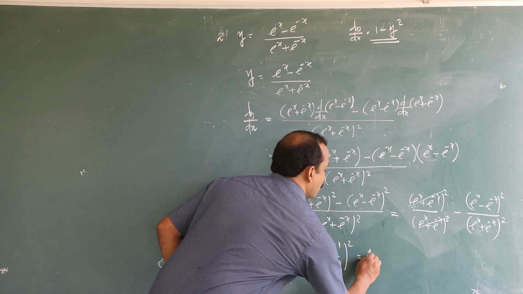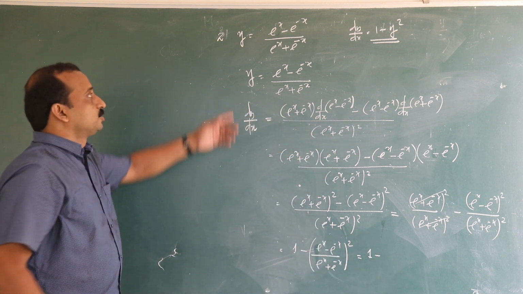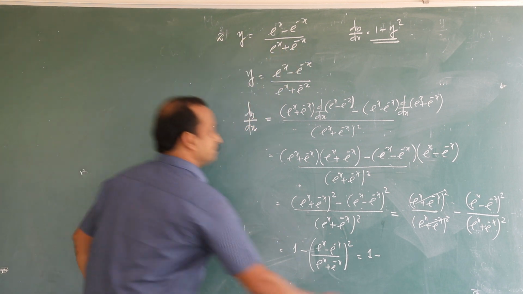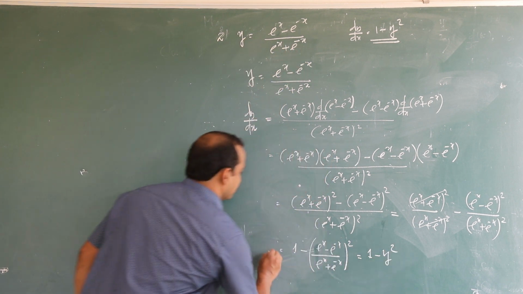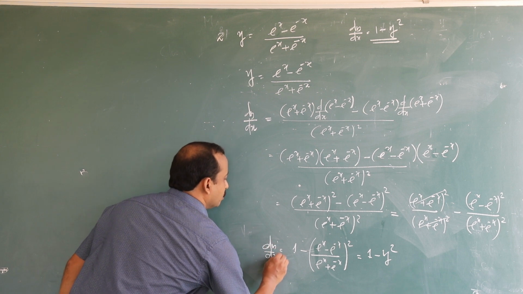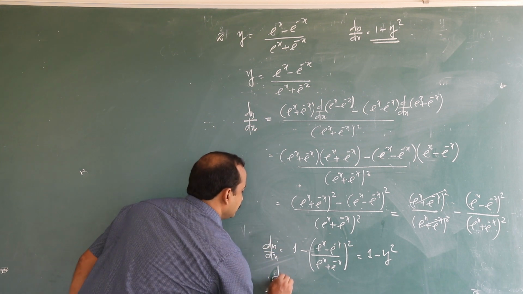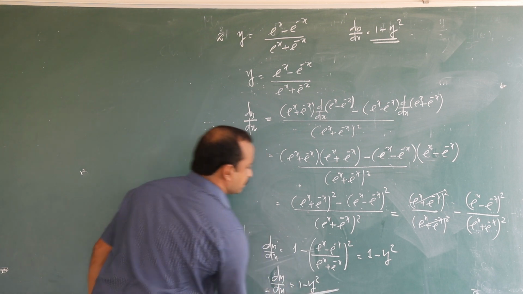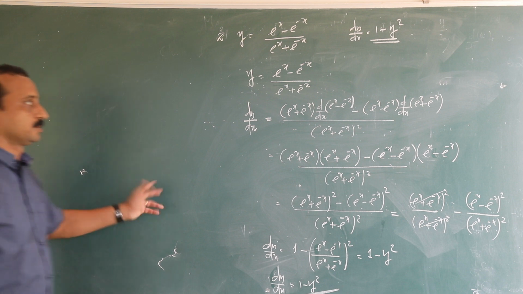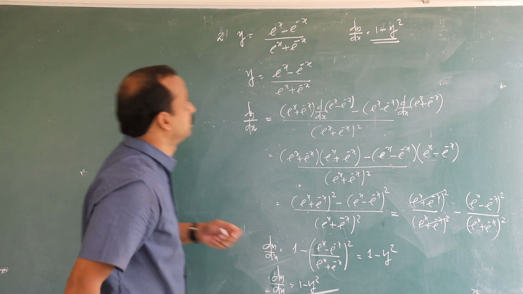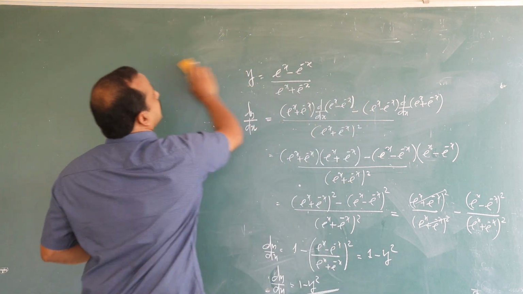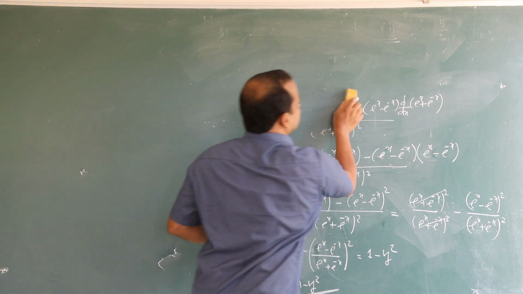That is equal to 1 minus e raised to x minus e raised to minus x by e raised to x plus e raised to minus x, which is y, so y square. Therefore, we get the answer dy by dx is equal to 1 minus y square. That's all. So, it is a simple question. Now, the third question.